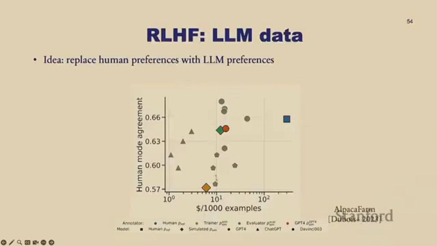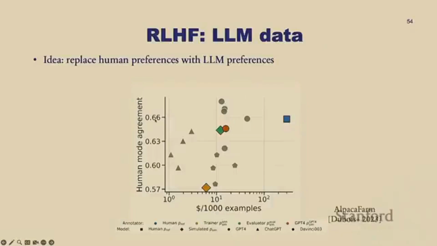On this figure, you see on the x-axis the price that we paid for collecting human data. It's around $300 for 1,000 examples, and this is on Mechanical Turkers, which are usually cheaper than some of the other companies that you could go through. And on the y-axis, it's the agreement with other humans, with the mode of other humans. And what you see is that, as I told you before, labeling is really complicated.